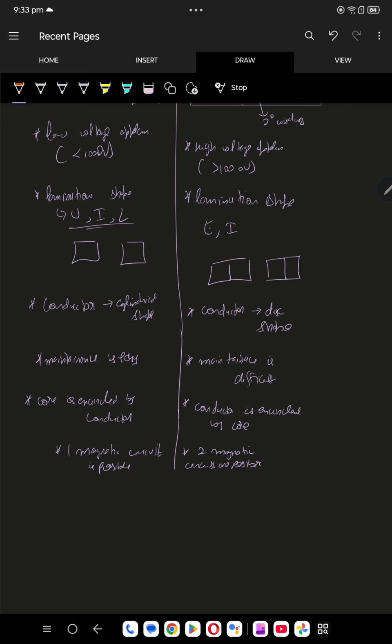So first point is that here there are 2 side limbs, and primary winding and secondary winding are on one side limb and the other side limb respectively. Here in shell type, there are 3 limbs, 2 side limbs, 1 central limb, and both the windings are on the central limb. Next, coming to voltage. Here it's mainly for low voltage applications, less than 1000 volts. This is for high voltage applications, more than 1000 volts.